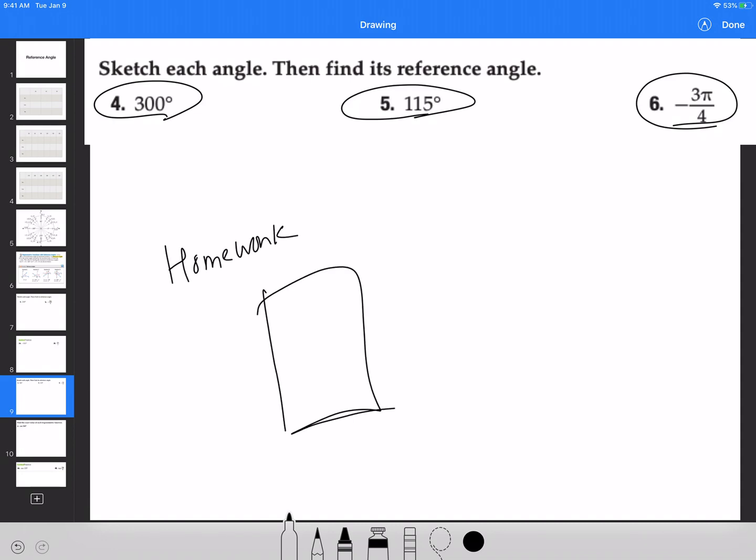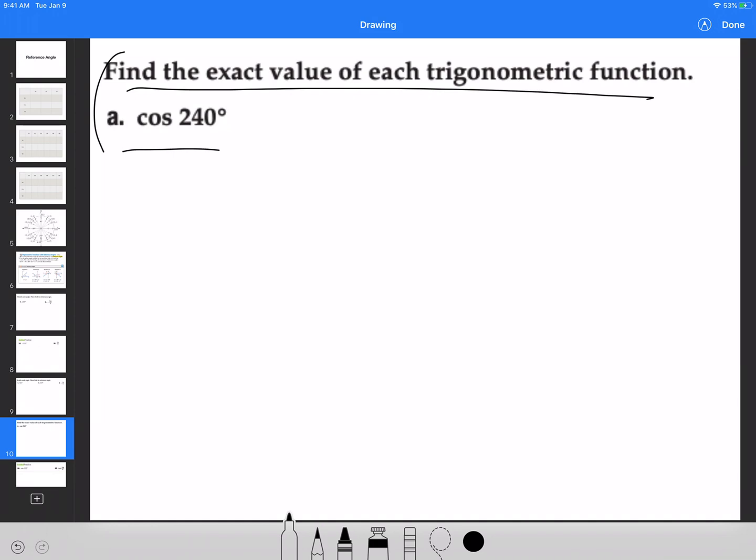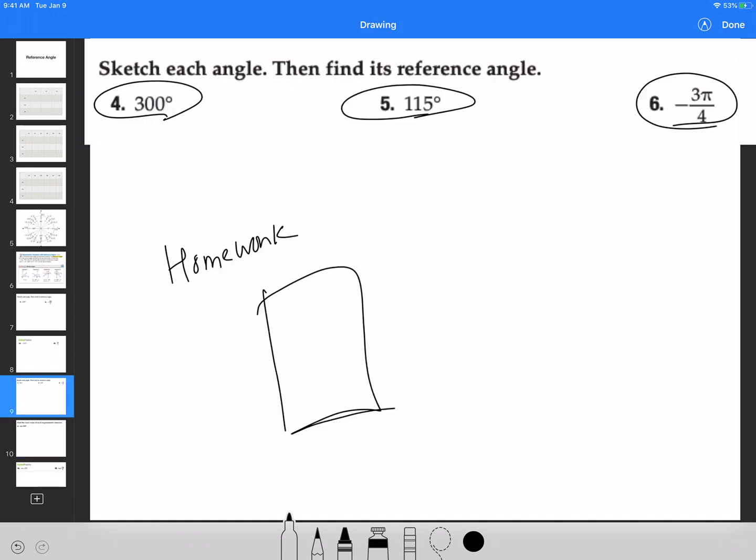Now, for your homework, please keep this in mind. The homework also has questions dealing with finding the exact value of trigonometric functions that I plan to share with you, but the time is getting a little bit longer. So please work on only the ones that are asking for the reference angle. I'm also going to write this on the Google Classroom, so just please keep that in mind.